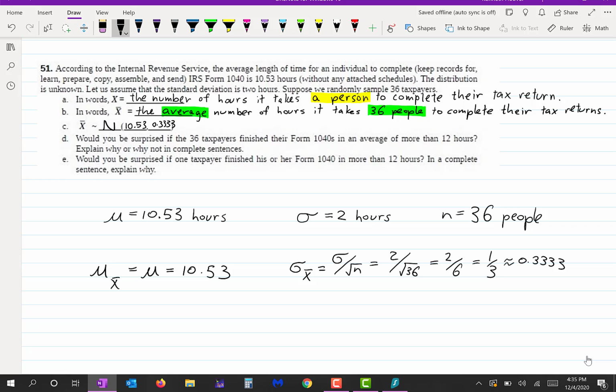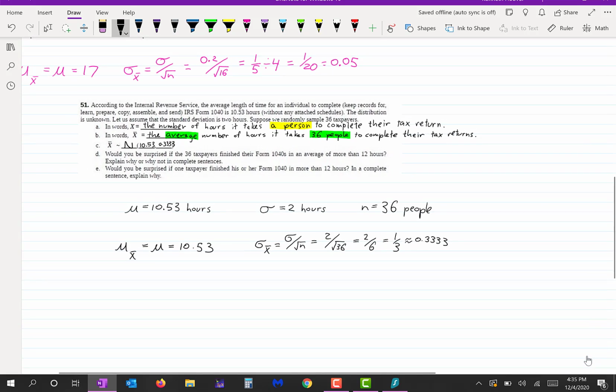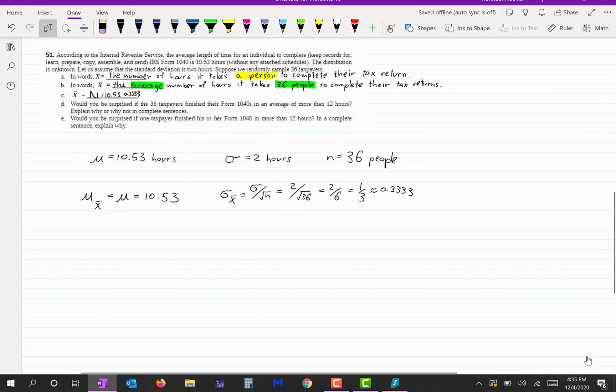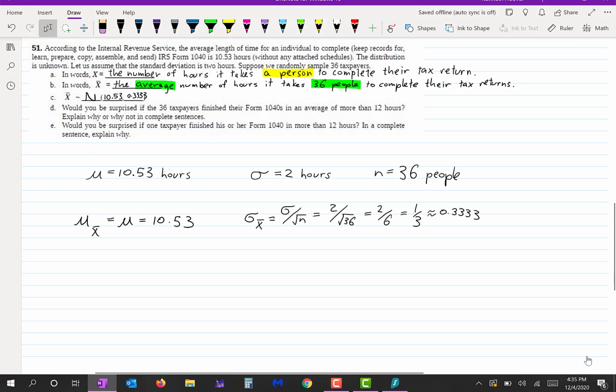Okay, now D. Would you be surprised if the 36 taxpayers finished their forms in an average of more than 12 hours? Okay, how are you going to answer a question like that? They're asking you for an opinion, right? But they want an educated answer. They don't want you to just say, well, yeah, I guess I'm not surprised by anything anymore. They want you to say, yes, I would be surprised, or no, I wouldn't be surprised, based upon this evidence. So what's the evidence? So here's what you do. Okay, for D.